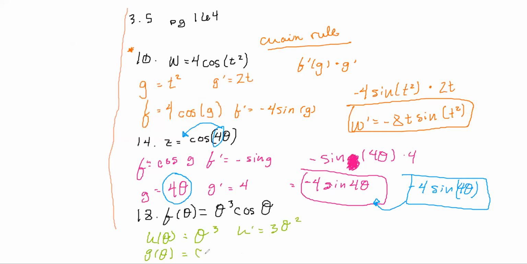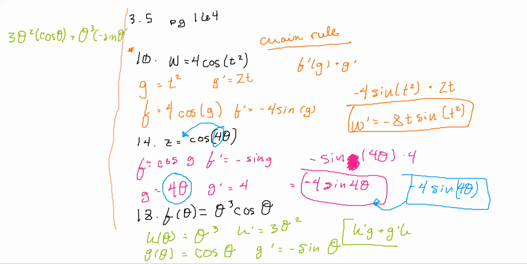Okay, and our second one is just going to be cos theta then. So G prime is equal to negative sine theta. And we know that this is going to be H prime G plus G prime H. That's our equation. So we have 3 theta squared times cos theta plus theta cubed times negative sine theta.